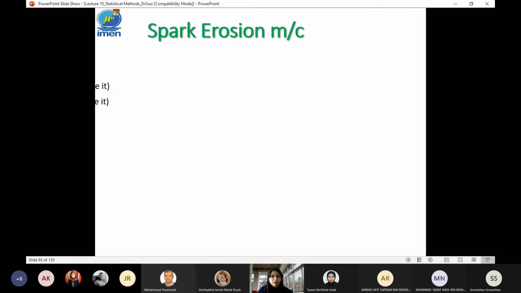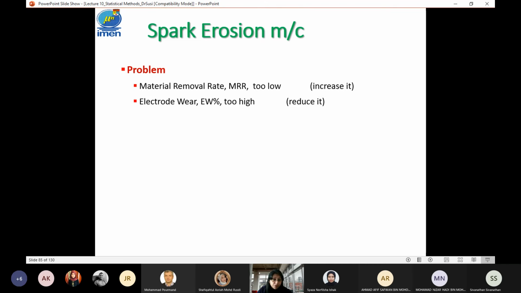Okay. So back to the spark erosion machining. So, material removal rate. It is too slow when you are drilling into the metal. You want the removal rate to be increased. You want it to drill faster. So you want the material to be removed faster. So the problem is it's too low. So your output is to increase it. That is your aim. That is your objective. You want to increase it.